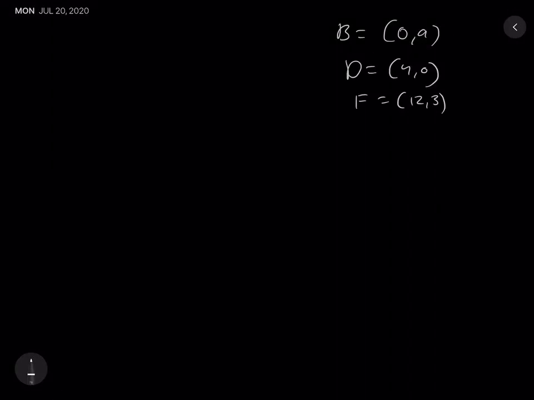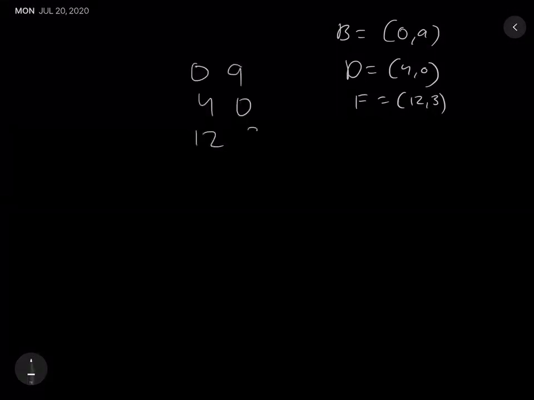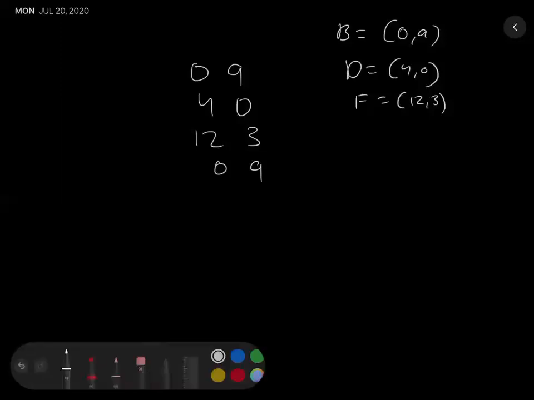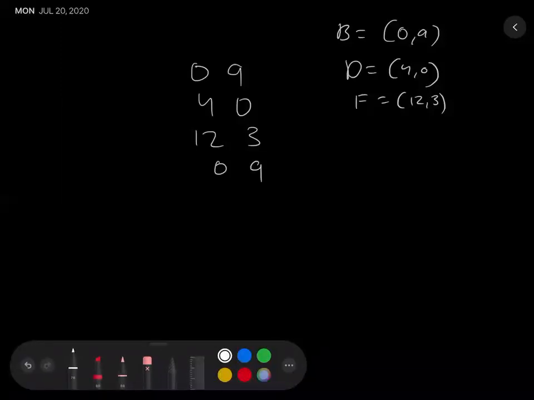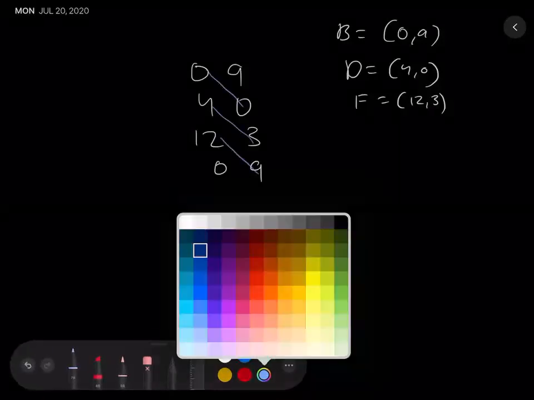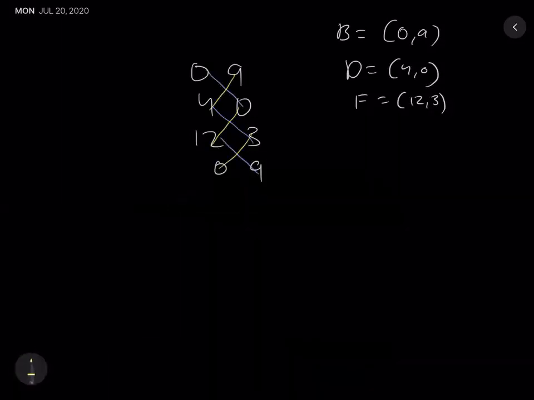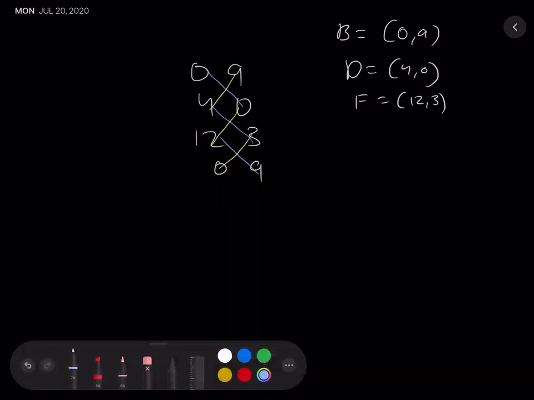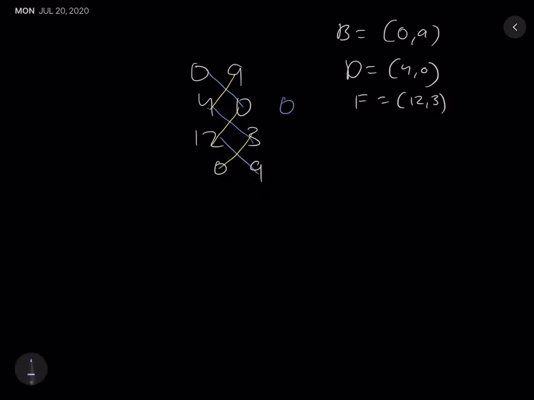What the shoelace theorem says is that if you list the coordinates like this, 0, 9, 4, 0, 12, 3, and then you repeat the first coordinate, so 0, 9. What you're going to do is you're going to multiply these ones, these ones, these ones, and multiply these ones, these ones, and these ones. And you're going to place it at the side. So in this case, 0 times 0 is 0, 4 times 3 is 12. 12 times 9 is 108. You add this up to get 120.